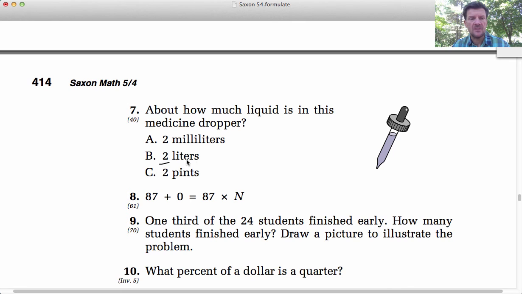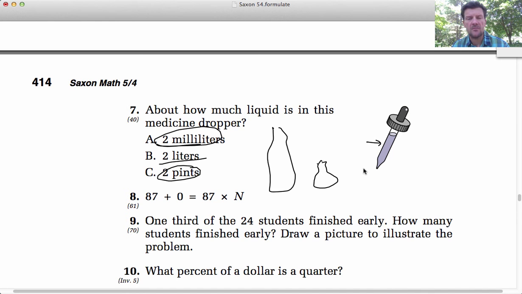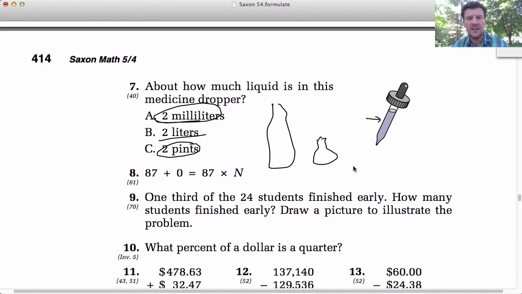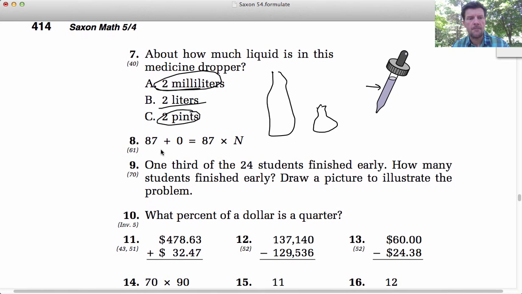About how much liquid is in this medicine dropper? Well, 2 liters would be like 2 bottles. That's too much. 2 pints would be a little bit smaller, but still that's too much. 2 milliliters, that's a smaller amount that you should be aware of, and that's what your eyedropper is.